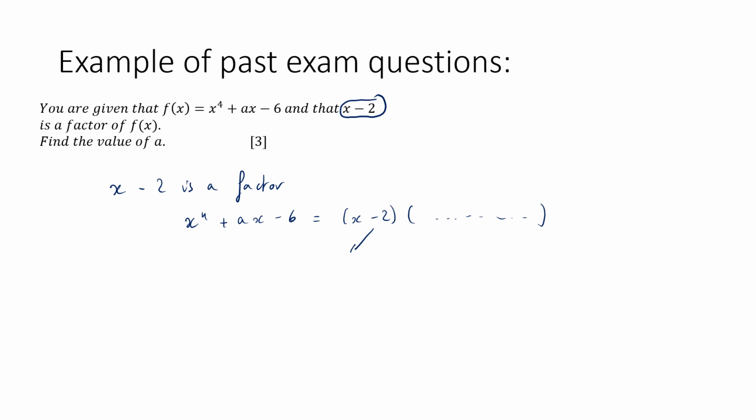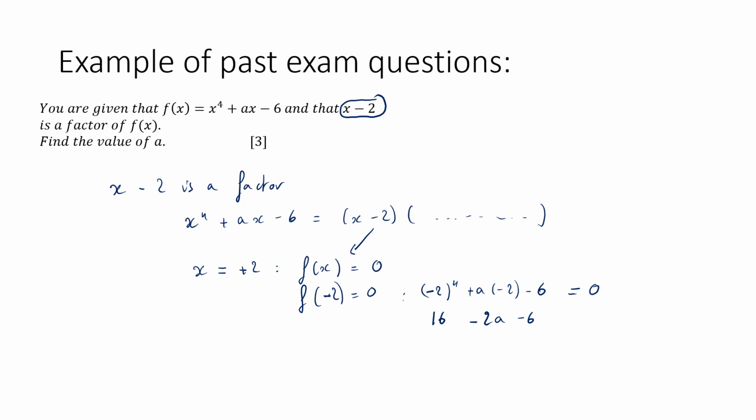So really it means that if you have x equals positive 2, then f of x would be 0. And really I should write that as f of 2 equals 0. So you need to substitute x for 2. So what do we have here? We have 2 to the power of 4 plus a times 2 minus 6, and you know that this equals 0. So 2 to the power 4 is 16. Then 16 plus 2a minus 6 equals 0.